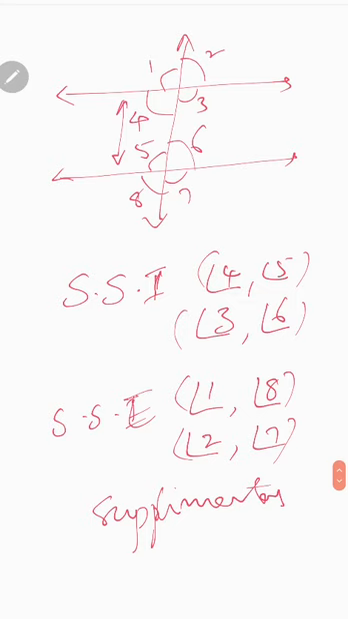That means, for example, this angle is some 100 degrees. What about this angle? 80 degrees. If this angle is 80 degrees and this one is 100 degrees, if we add these two, we'll get 180 degrees. So that is the meaning of same side interior and same side exterior.